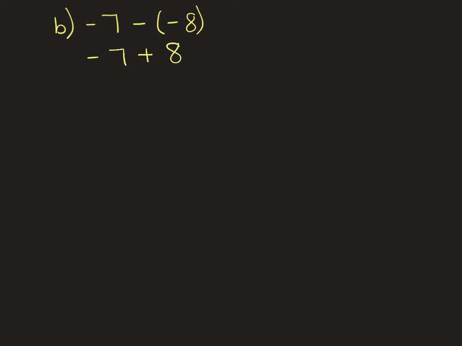And now we've just got an adding integers problem. We're adding different signs, so we subtract. 8 minus 7 is 1. And we take the sign of the number with the greatest absolute value. 8 is further from 0 than -7. It was positive, so our answer is a positive 1.